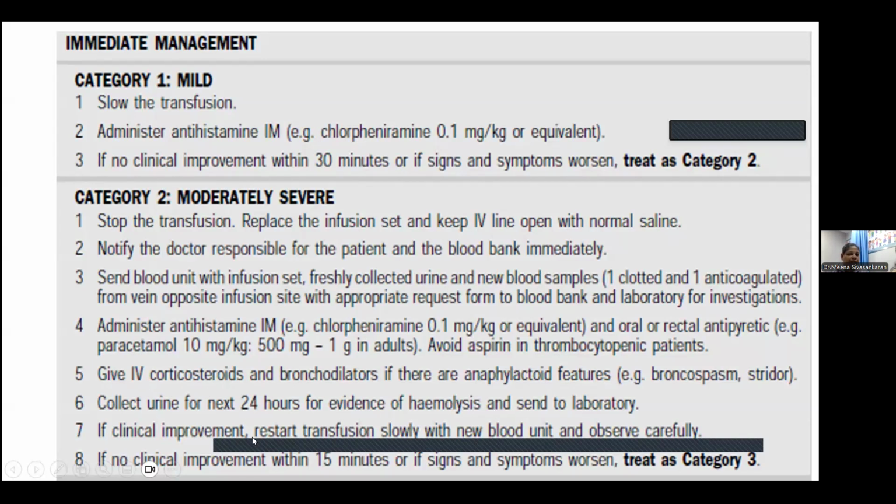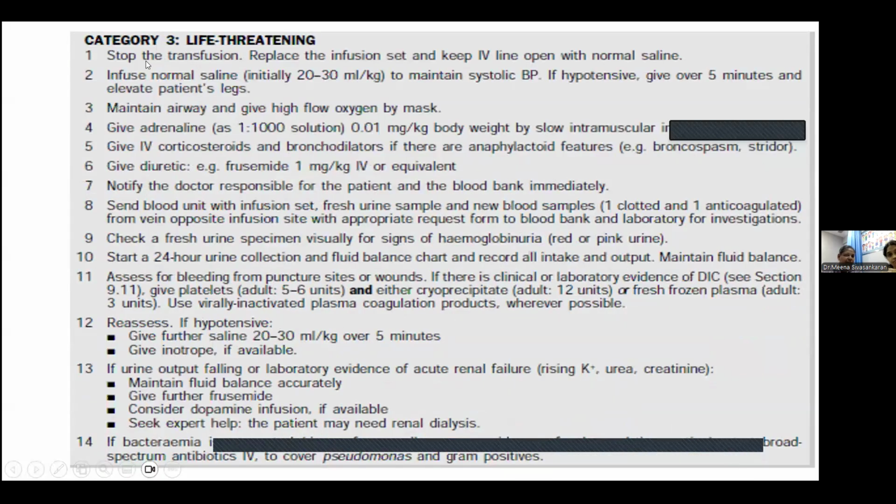If clinical improvement is there, restart the infusion slowly with the new blood unit and observe the patient carefully. If no clinical improvement within 15 minutes, or if signs and symptoms worsen, treat as category 3. Category 3 is life-threatening. There is severe allergic reaction. Immediately we should stop the transfusion, replace the infusion set, and keep the IV line open with normal saline. Infuse normal saline to maintain systolic blood pressure. If hypotensive, give over 5 minutes and elevate patient's legs.